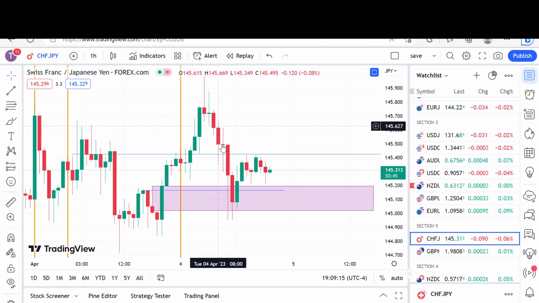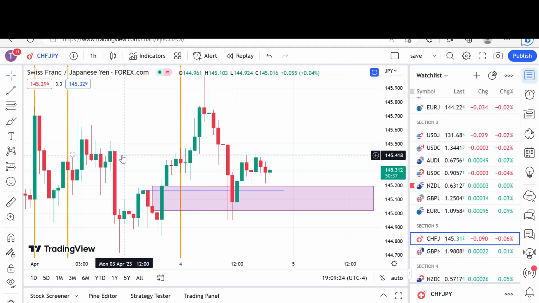Okay, just because it's violated the beginning of that order block does not invalidate it. That is just indicating the beginning of the order block. I'm not saying that's where it's going to bounce on a dime. I'm not saying that at all.